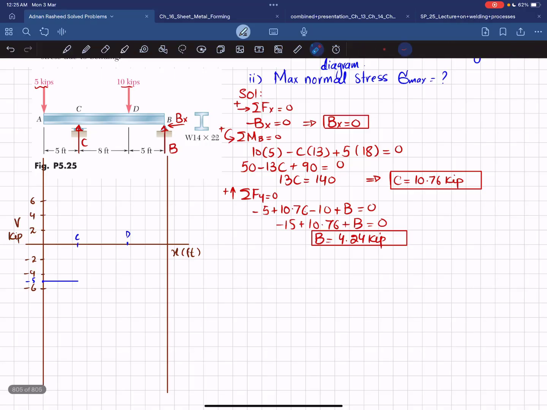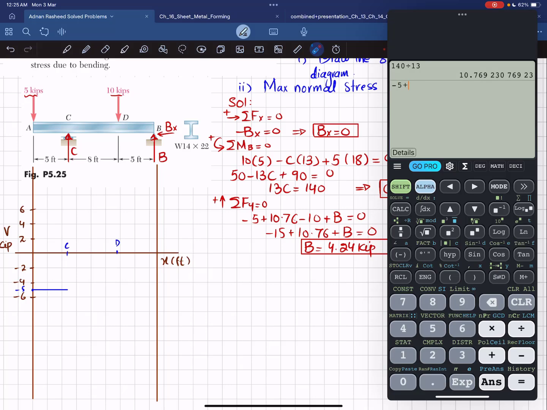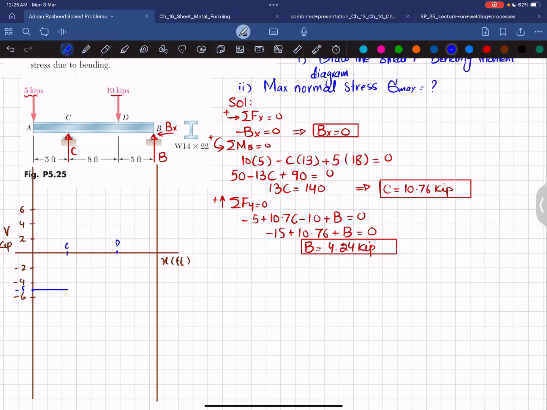Now at point C, you have plus C, which is 10.76. So minus 5 plus 10.76 will give you how much? Let's check it. Minus 5 plus 10.76 will give you 5.76. So this will be the point, 5.76 kip. So shear force will change from minus 5 to plus 5.76. Now moving from C to D, there is no other force, so it will remain horizontal till point D.